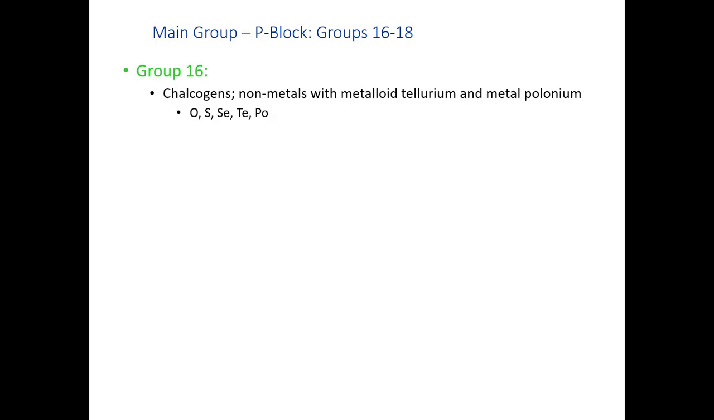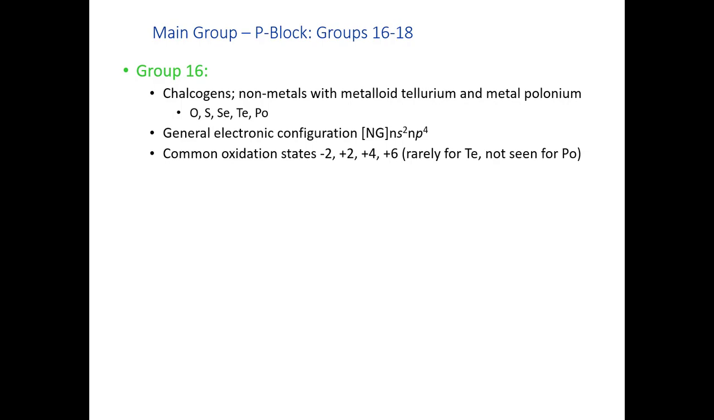Starting with group 16, also known as the chalcogens, this group contains mainly nonmetals with the metalloid tellurium and the metal polonium. So the nonmetals include oxygen, sulfur, and selenium. The general electronic configuration of group 16 is noble gas ns2 np4. Common oxidation states include -2, +2, +4, and +6. The +6 oxidation state is rare for tellurium and not seen for polonium.